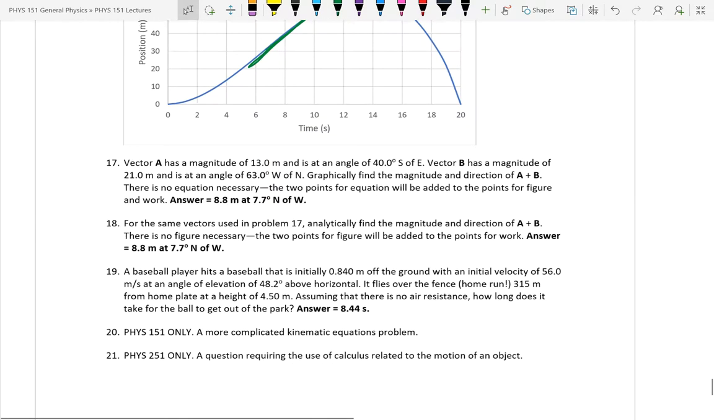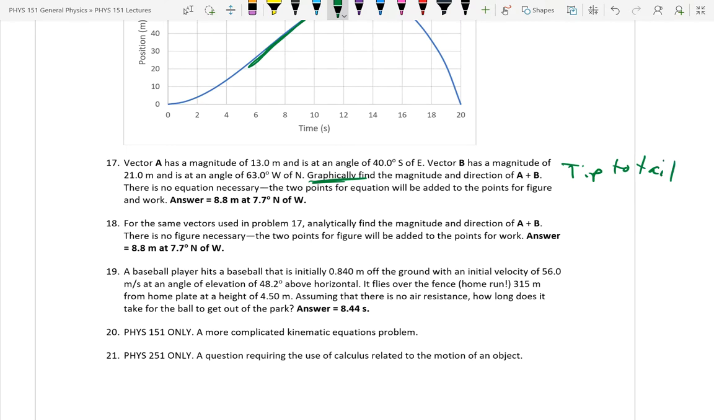And then here we had to add vectors. The first one is graphically. So that means you're going to do a graph. How do you add vectors graphically? Just the words, blank to blank. Okay, so you're going to show adding it tip to tail.